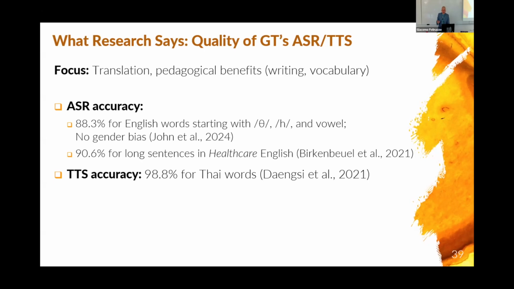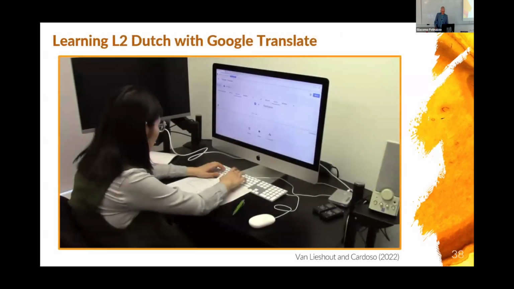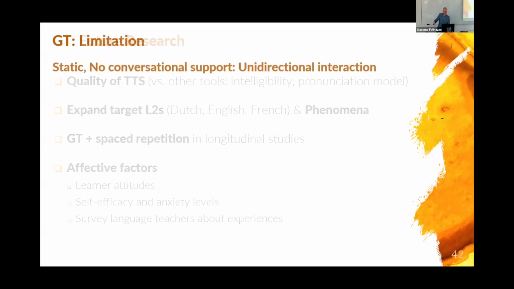So we know that the quality of accuracy in general is pretty good, right? I want to switch now to the quality of GTs, ASR and GTS. As I mentioned, oh, I'm sorry, I'm going backwards.